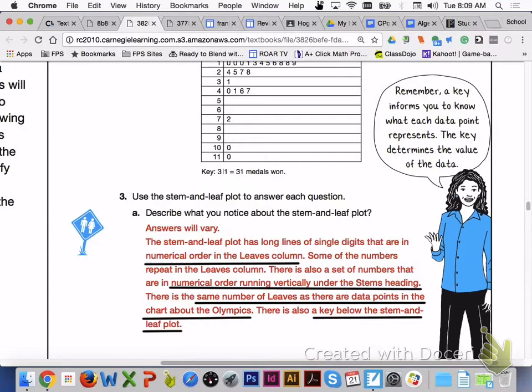For number 3, letter A, some things that you should notice about the stem and leaf plot. It has long lines of single digits that are in numerical order in the leaves column. Some of the numbers repeat in the leaves column. There is also a set of numbers that are in numerical order running vertically under the stems heading. There is the same number of leaves as there are data points in the chart about the Olympics. And there is also a key below the stem and leaf plot so that we understand what the numbers represent.